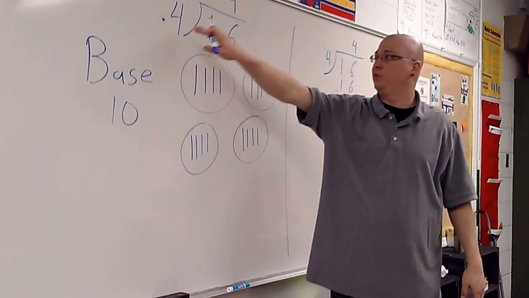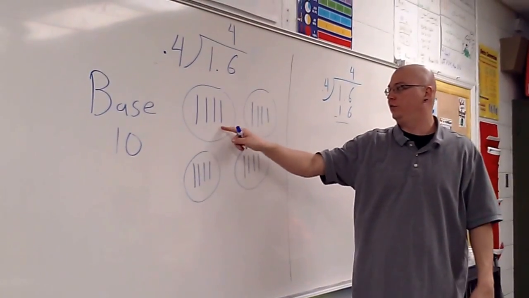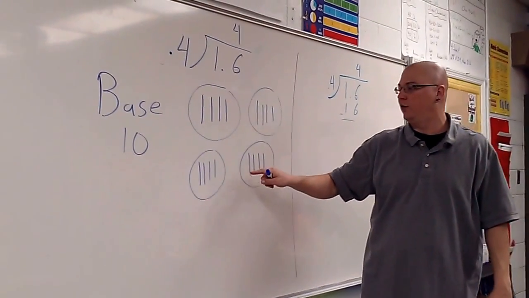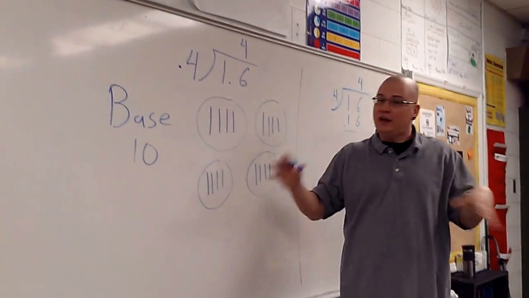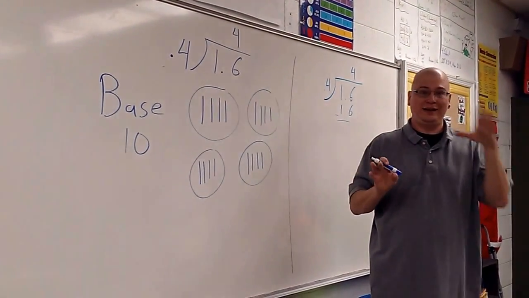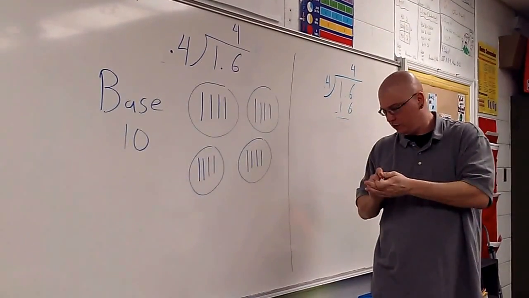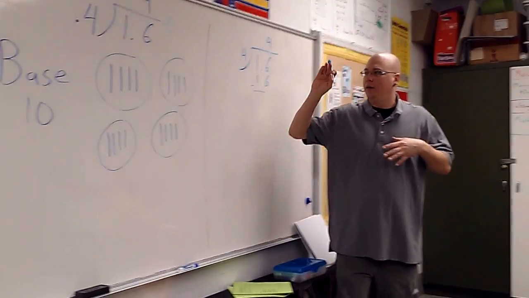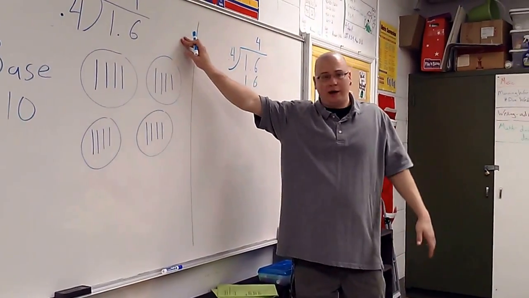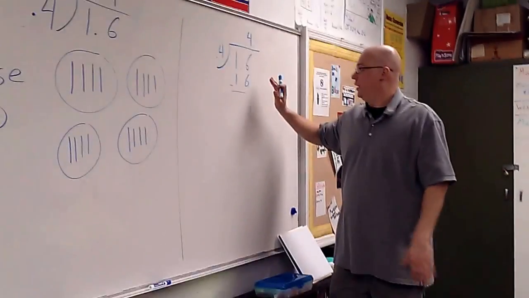We have 4 groups of 4/10, and we get 1, 2, 3, 4, 5, 6, 7, 8, 9, 10, 11, 12, 13, 14, 15, 16/10. So it feels weird when we do this, but it does work. Now let's move over and do the algorithm, because 90% of people are not going to do their homework this way. They're going to do it this way.